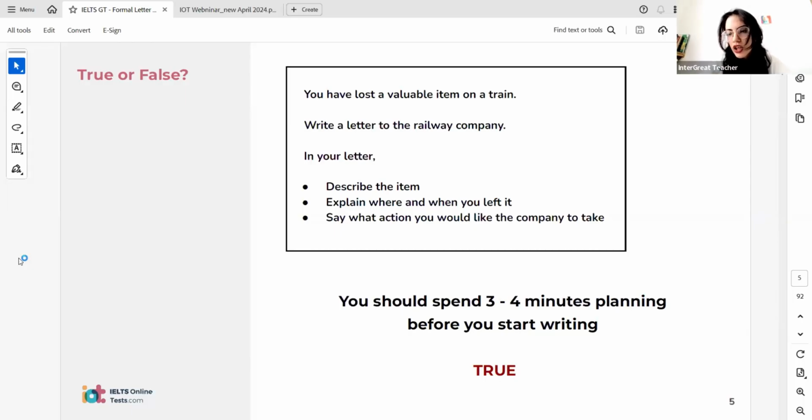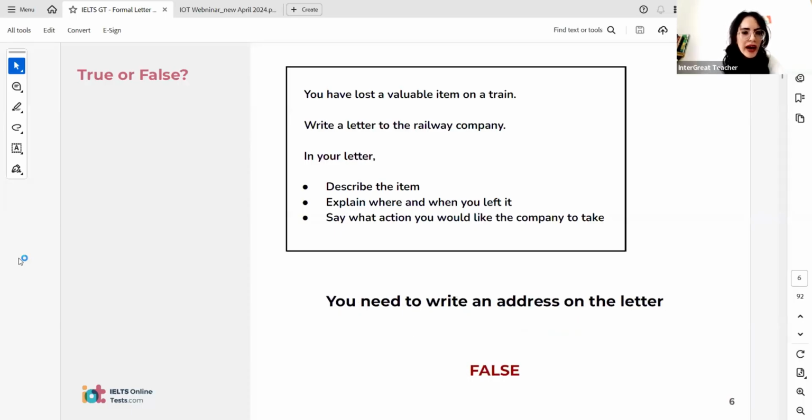Okay, next sentence. You need to write an address on the letter. For example, this letter. Do you need to make up a fake address because it's a letter? Okay, let's get a couple of answers. Okay, I think there was only one wrong answer. Well, the answer is definitely no. Like, how can we think of an address when we are writing the letter? The answer is no, false. We don't need to write an address on the letter, okay?